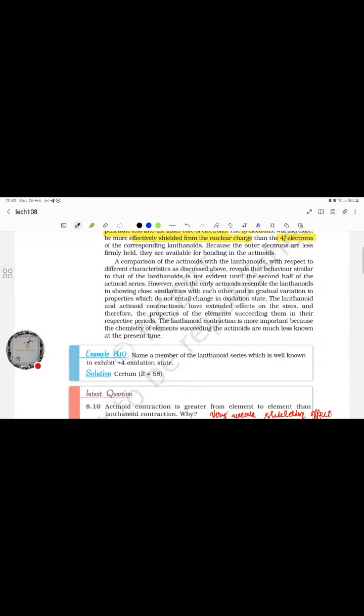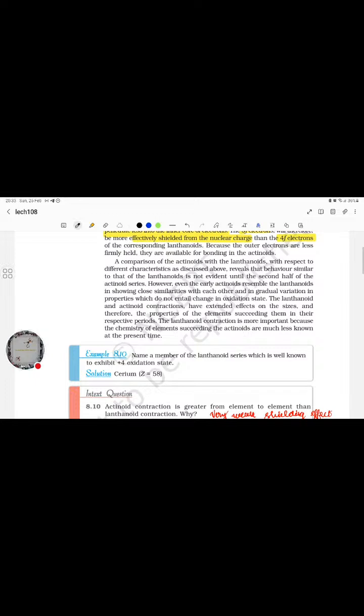The lanthanoid and the actinoid contraction have extended effects on the sizes and therefore the properties of the elements succeeding them in their respective periods. The lanthanoid contraction is more important because the chemistry of elements succeeding the actinoids are much less known at the present time. Now what they are saying is that in the lanthanoid and actinoid contraction, two things happen.